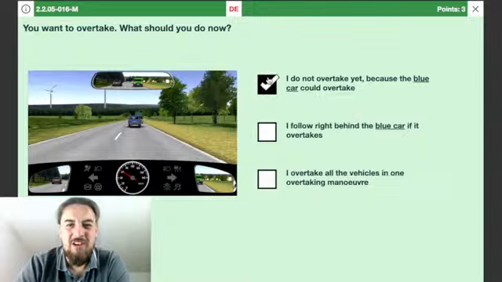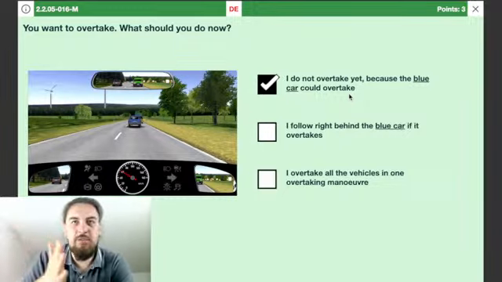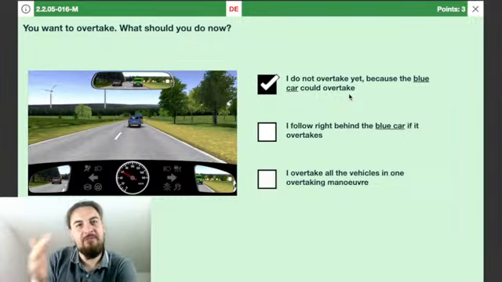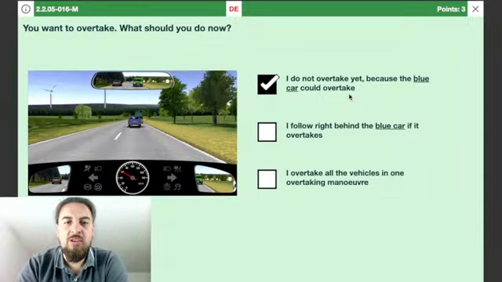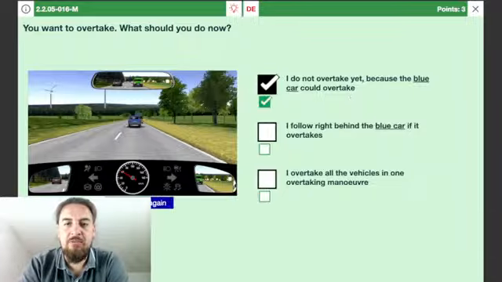I do not overtake yet because the blue car could overtake. Exactly. I told you he was already swinging to the left, to the right to check if it's possible. And if you start to overtake right now, the blue car might cross your way as well. And then it takes much longer to overtake all of them. That's why just the first one is correct.